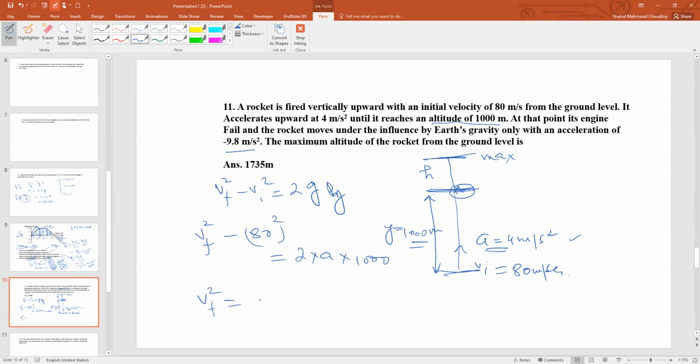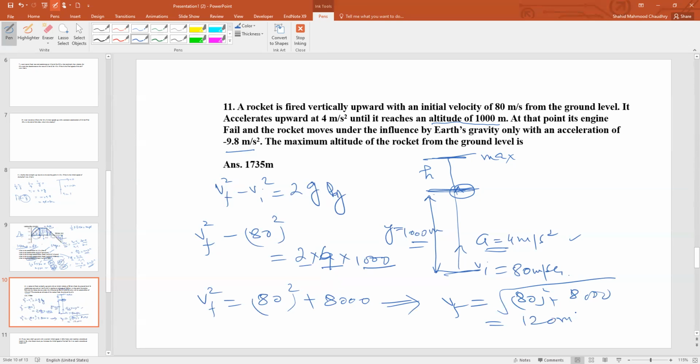So vf square is equal to 80 square plus 2 into a, and here a is 4. I am writing here 4. So the answer will be 8000: 1000 multiplied by 4 multiplied by 2, 8000. When you solve this equation for vf, you take 80 square in the calculator plus 8000 under the root, and its answer will be 120 meter per second. Okay. Now its velocity at this point is 120 meter per second.